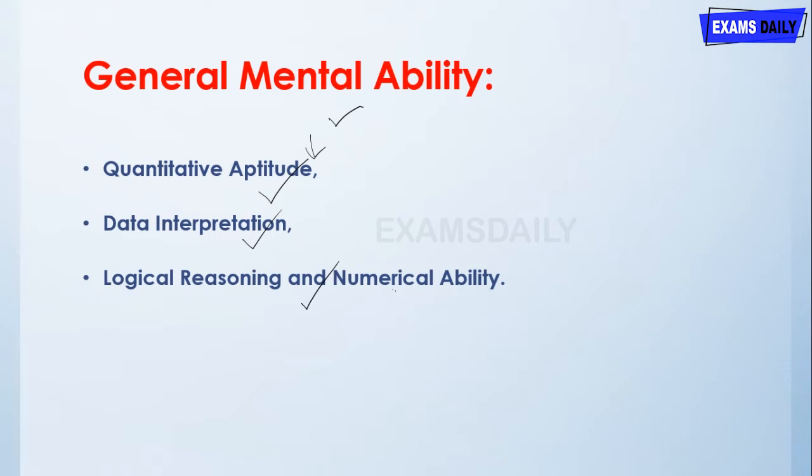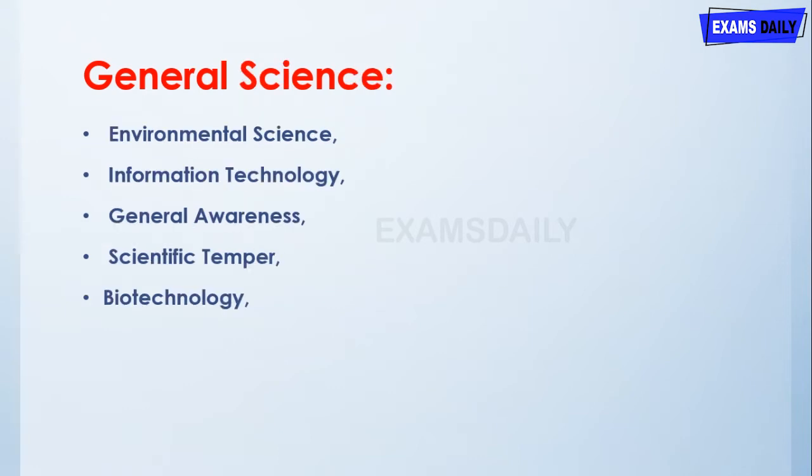So likewise, topics that come under reasoning are all in this general mental ability topic. And then general science comprises topics like environmental science. You studied environmental science in your degree level and also in your school level. So environmental science covers air pollution, water pollution, pollution management, pollution control, and many more topics.